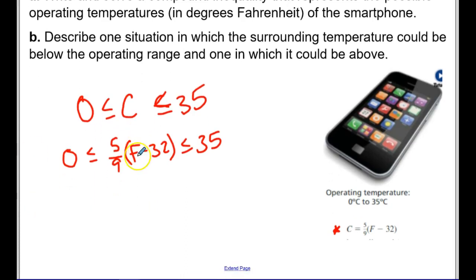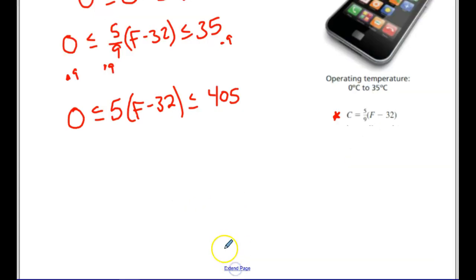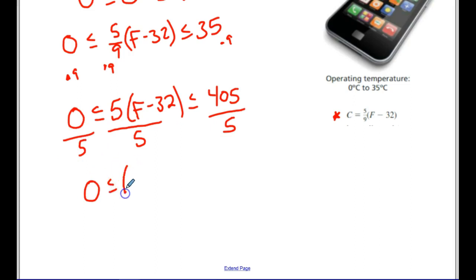So now let's go ahead and solve for that Fahrenheit. So the first thing I want to do is multiply by 9 to get rid of that fraction. So I end up with 0 is less than or equal to 5 times f minus 32 is less than or equal to 405. So now to get rid of the next piece, I have to divide by 5, divide by 5, divide by 5.